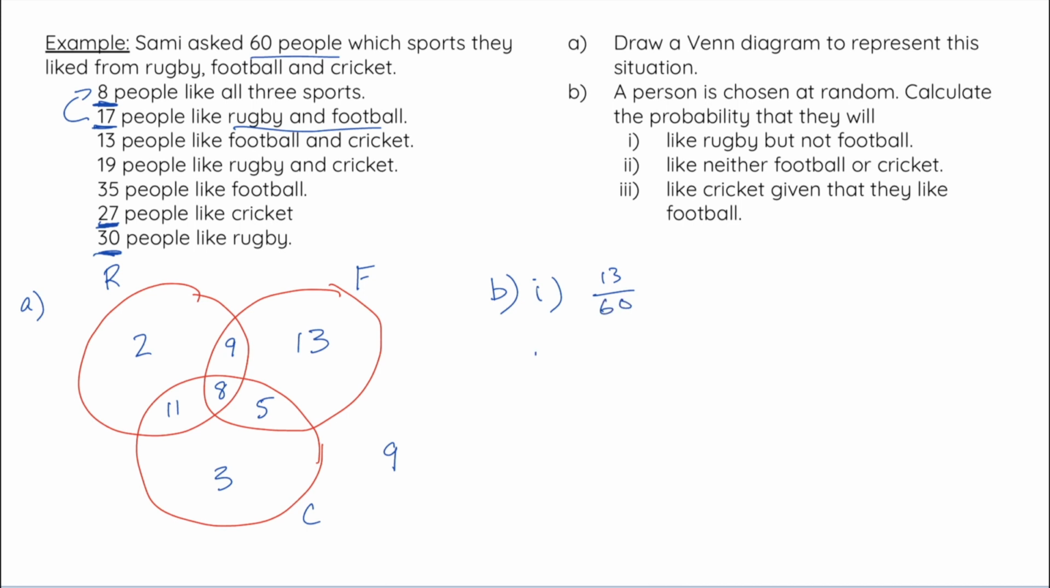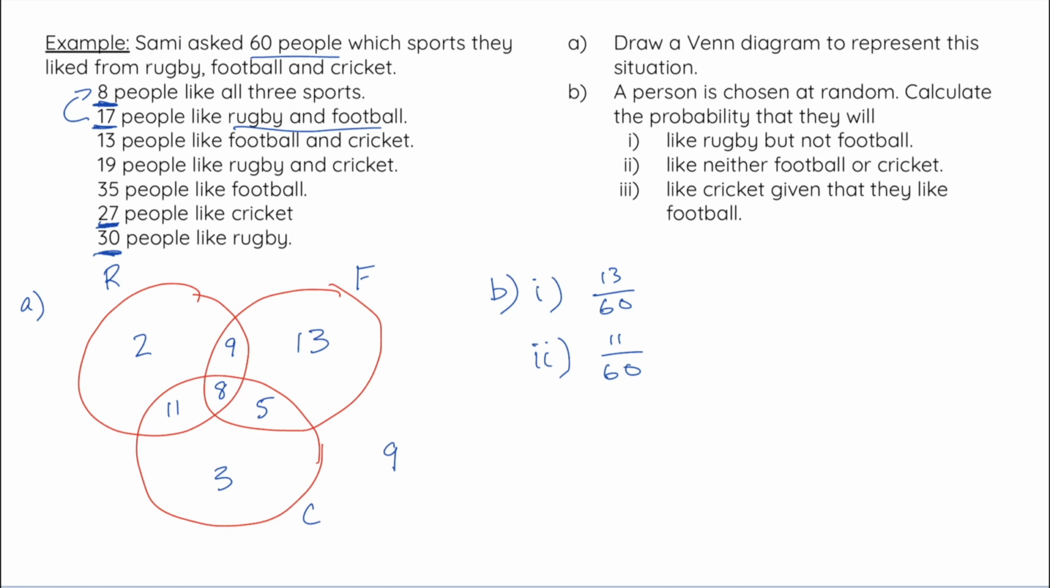Okay, number 2 is what's the probability that this random person will like neither football nor cricket. So they won't like football or cricket, and we're looking for all the people that don't like football or cricket. Well, that's only 2 groups of people here. That's these 2, people who only like rugby, and then the 9 people who don't like anything. So that's going to be 11 out of 60.